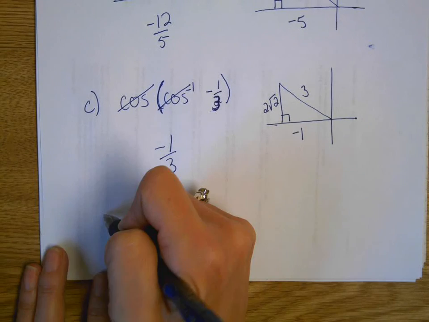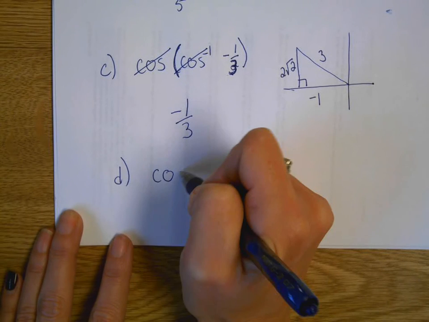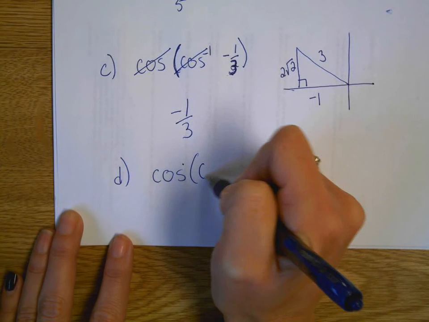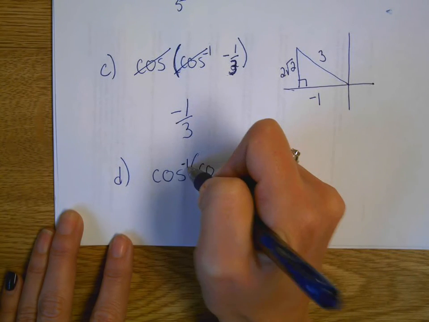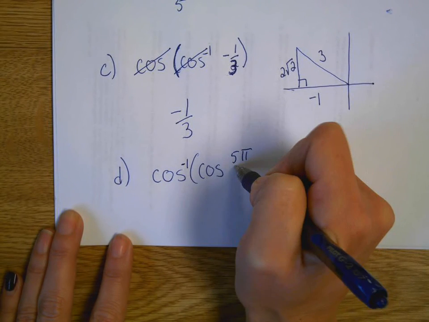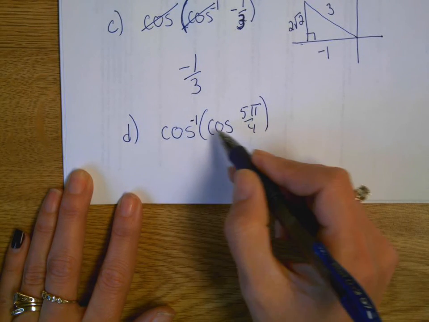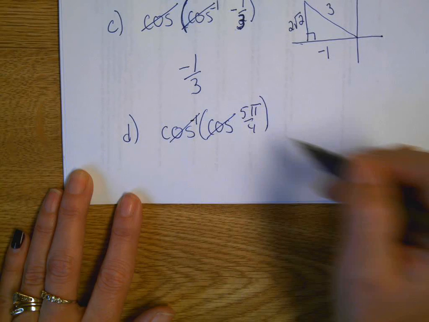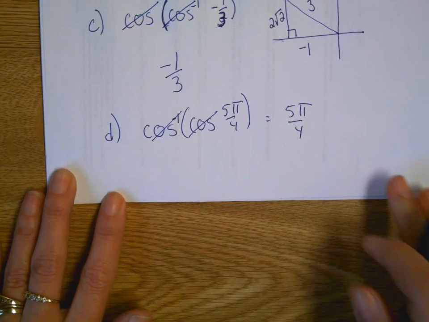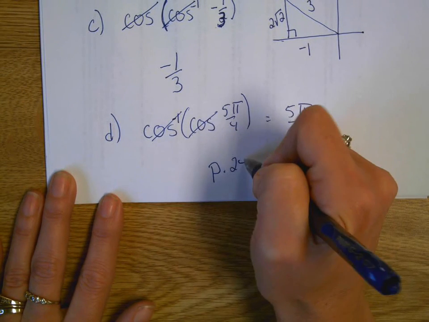Okay. Last one. Cosine, inverse cosine of the cosine of 5 pi over 4. 5 pi over 4. Oh, you are so good, Austin. Anytime, even though they're in the reverse order here, they cancel each other out. Done. Okay.